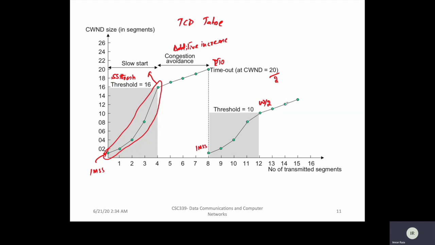And then again, we will try to probe the network, the bandwidth or the pipe here. Okay, so this is one way we can trigger retransmission. But there's another way where we can trigger retransmission, and that is upon receiving triple duplicate acknowledgement. So if we're receiving triple duplicate acknowledgements, this means we will not wait for the timer to expire, and we will immediately do the same thing. That is, we'll do the multiplicative decrease.